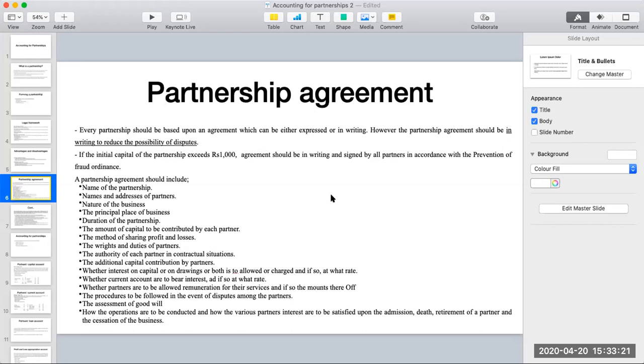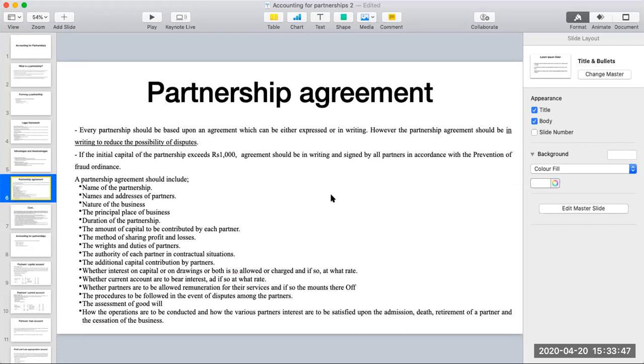The amount of capital to be contributed by each partner. The method of sharing profits and losses. This is very much important. This is the profit sharing ratio. Depending on the profit sharing ratio, most of the decisions are taken. The rights and duties of partners. These spellings are not correct. Rights and duties of partners.